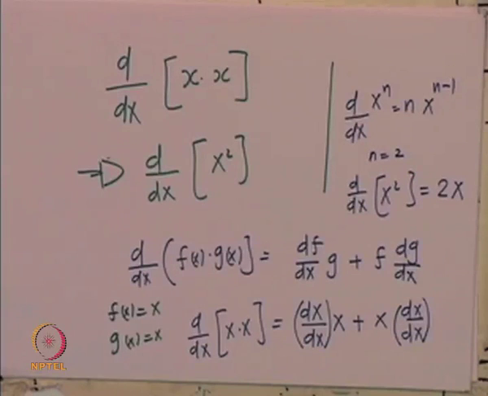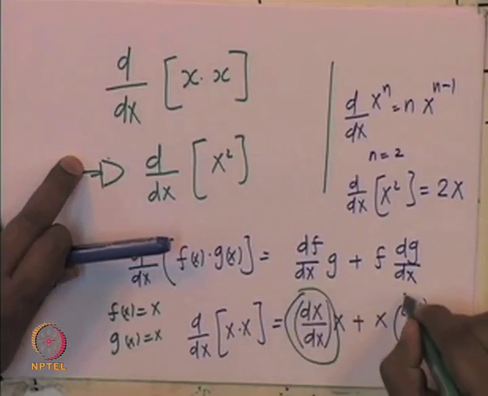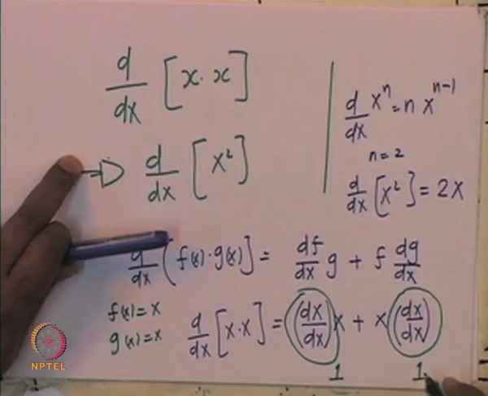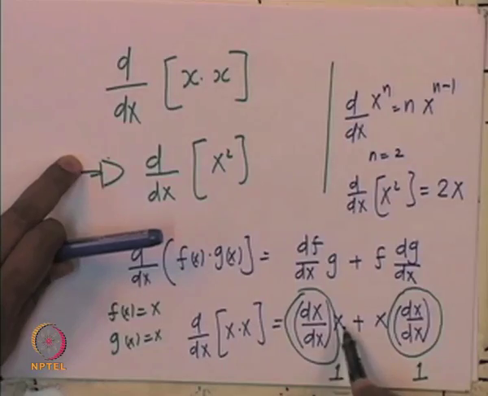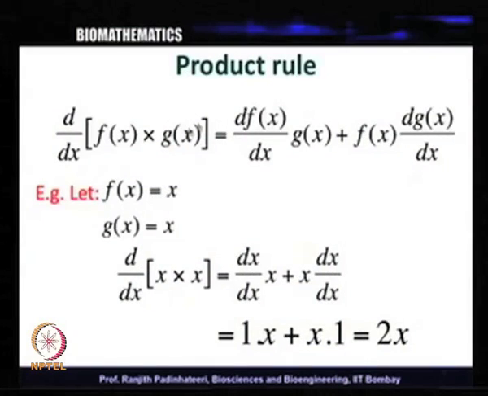Now, what is dx by dx? We all know what dx by dx is. It is nothing but 1. So, this is 1 times x plus 1 times x. Let us look at the screen. So, d by dx of x times x is dx by dx into x plus x into dx by dx.